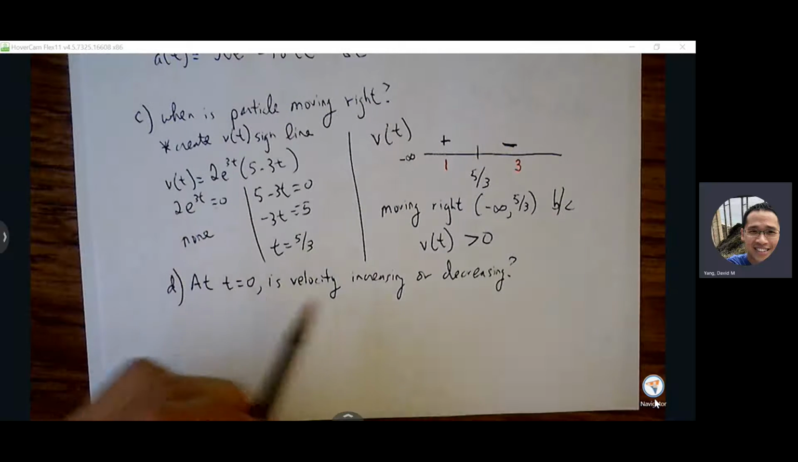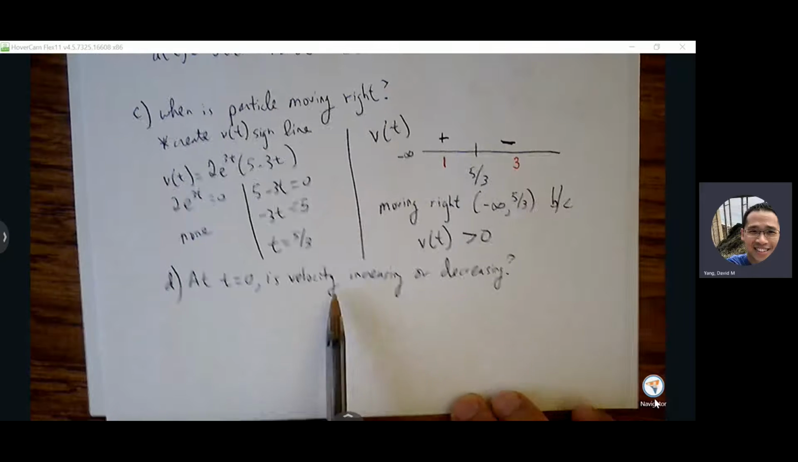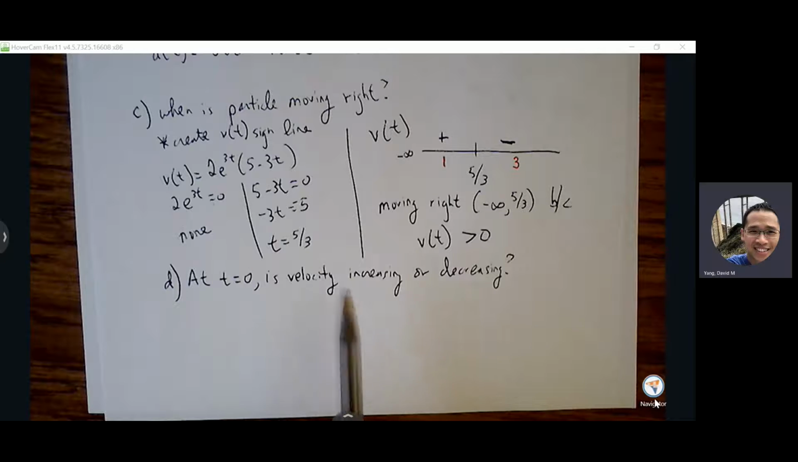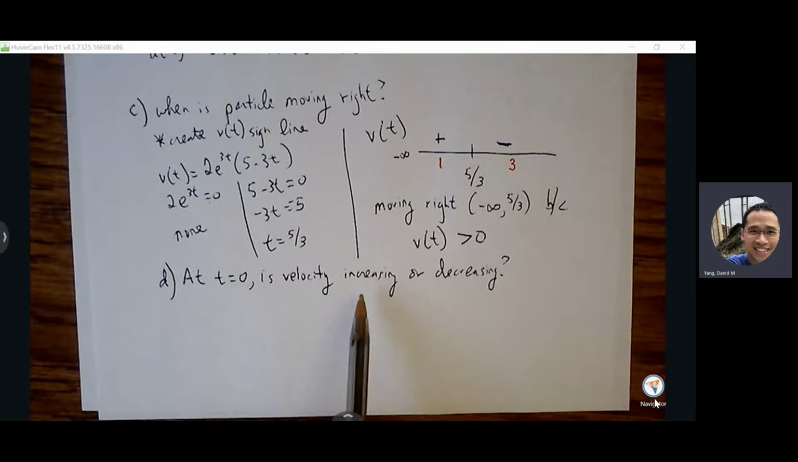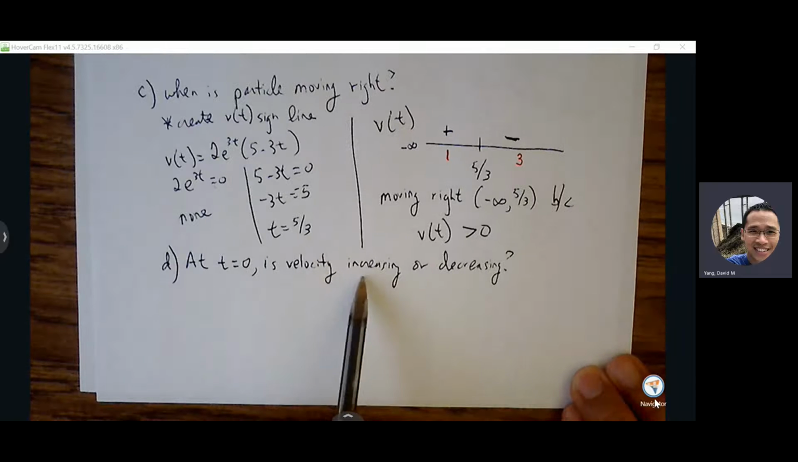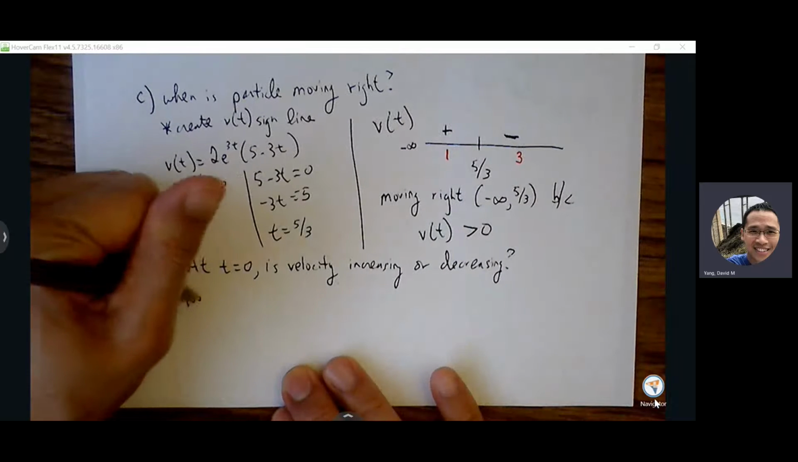Okay, at t equals 0, is the velocity increasing or decreasing? You guys remember, what do we look at to determine whether velocity is increasing or decreasing? Just acceleration. Yeah, this says if speed is increasing or decreasing, we look at both velocity and acceleration. Right? But for velocity increasing, I know that the temptation is you want to look at velocity, but the word increasing is changing it. It's kind of asking for the rate of change of velocity, which is just acceleration. Okay, so we're just going to look at acceleration.